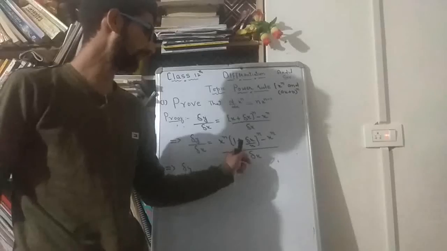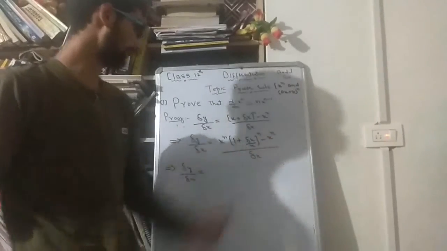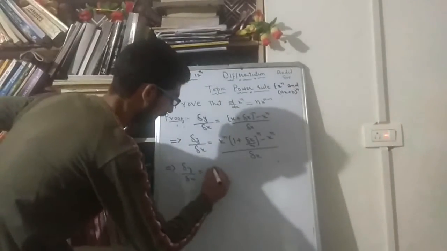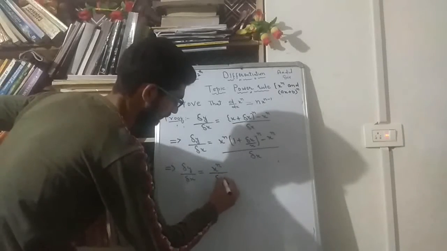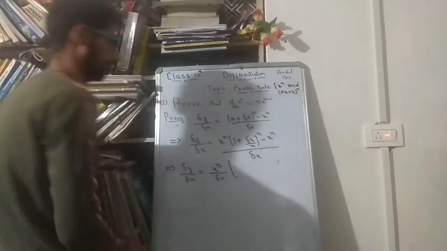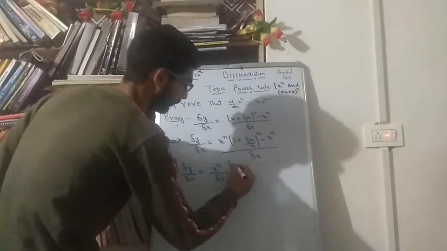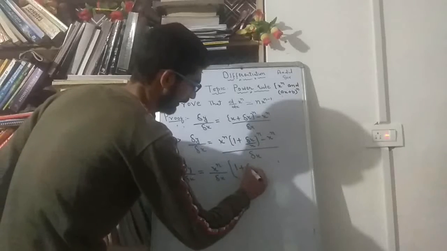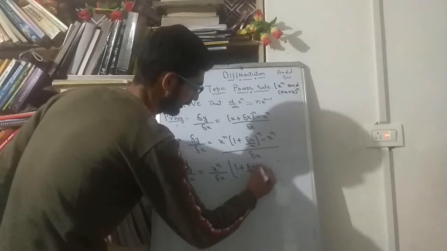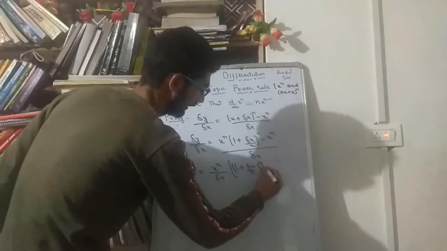So it will be now del y divided by del x equals to, you check here, x^n is a factor of this variable and also here. So we can factor out this x^n. So it will be x^n then divided by this del x, and inside the bracket there is now (1 plus this del x divided by x) raised to the power n and then minus 1.